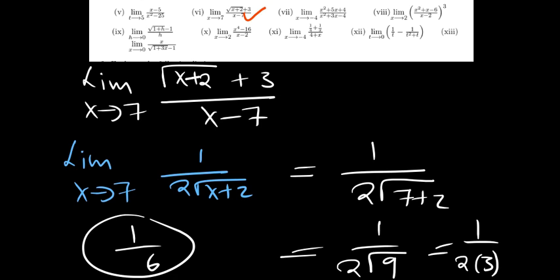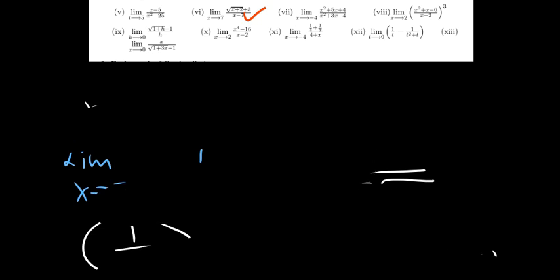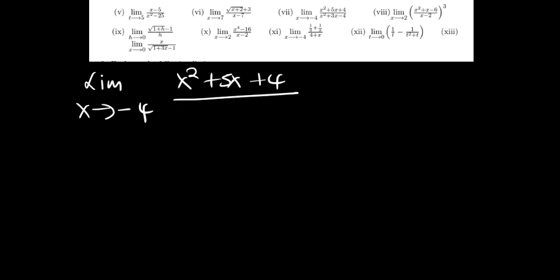Okay, let's move on. With what we've learned so far, feel free to pause the video and just try out the next question. How do you handle the limit as x approaches negative 4 of x squared plus 5x plus 4 over x squared plus 3x minus 4? How do you handle this one?